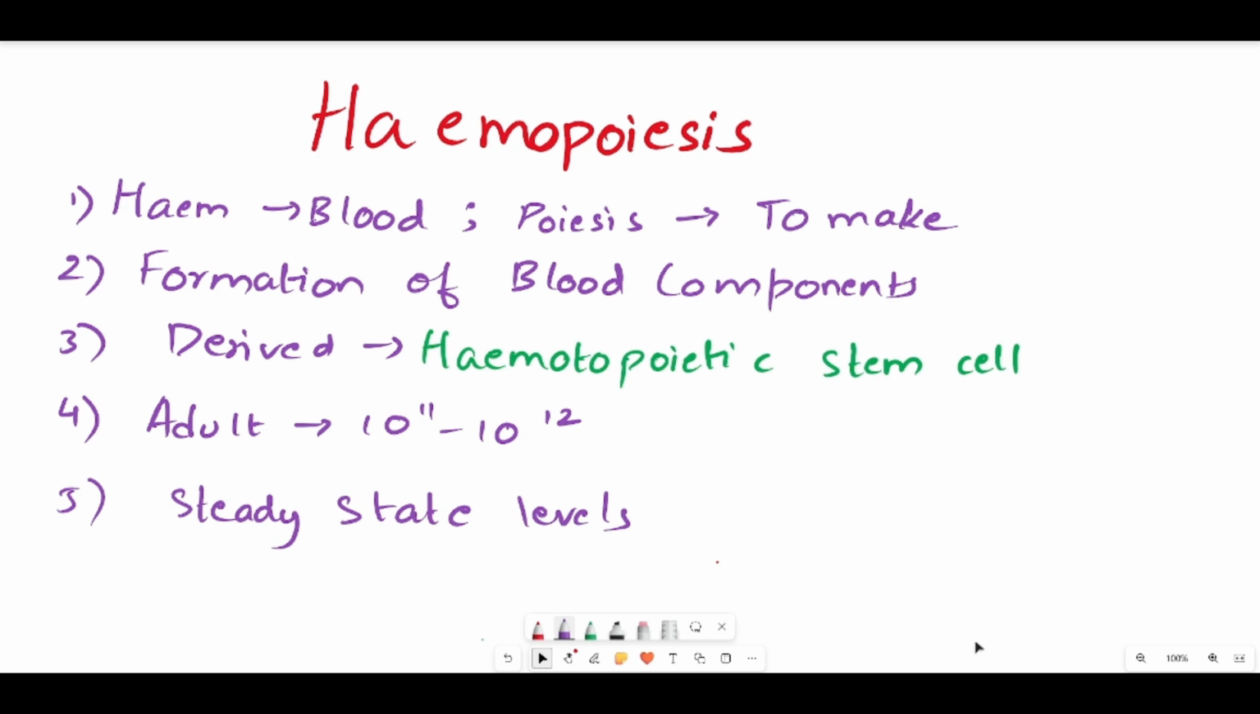So let me just repeat this for you once again. Hemopoiesis is also called hematopoiesis. Hem means blood, poiesis means to make. It is simply the process of formation of blood cellular components, and these are mainly derived from the hematopoietic stem cell. An average adult person will approximately have 10 to the power of 11 to 10 to the power of 12 new blood cells produced every single day, and these are useful for maintaining the steady state levels in the body.